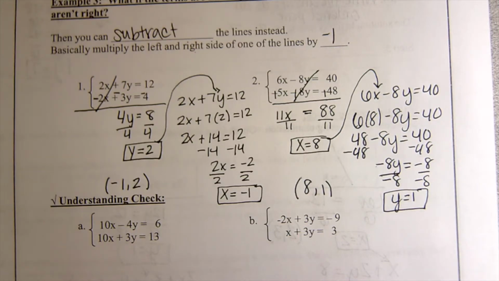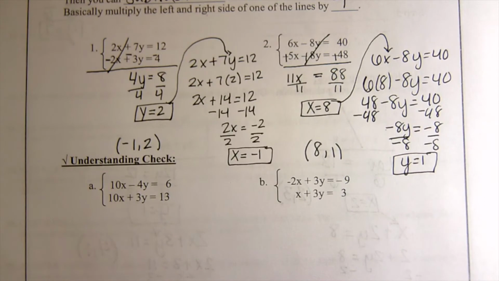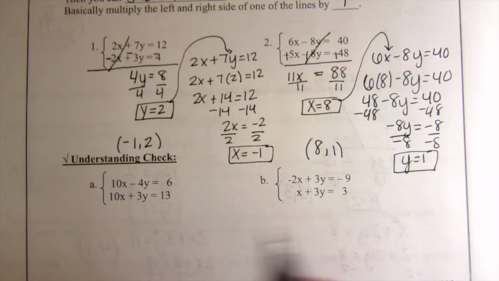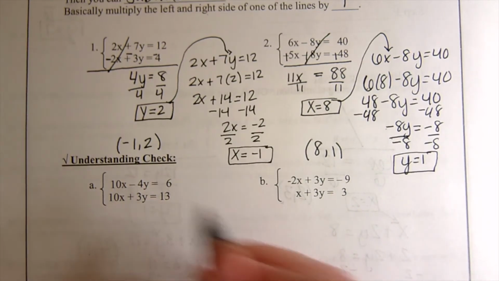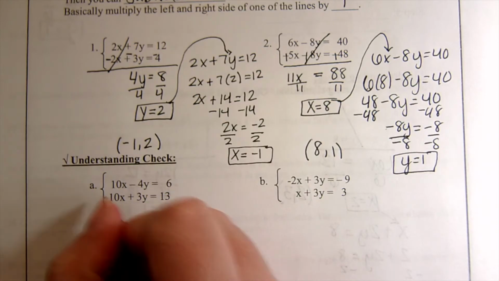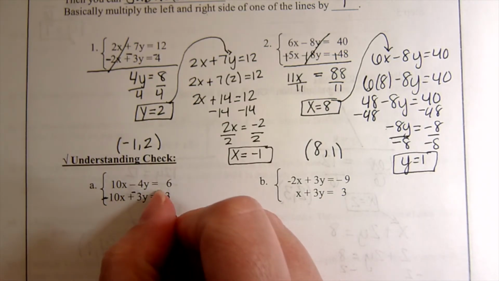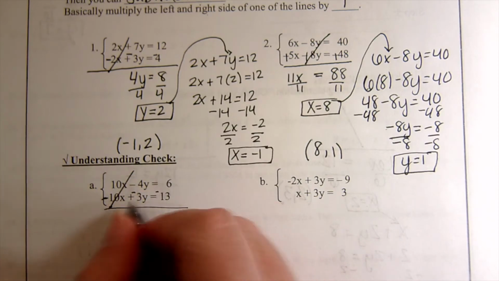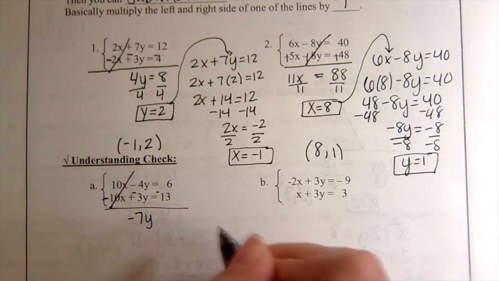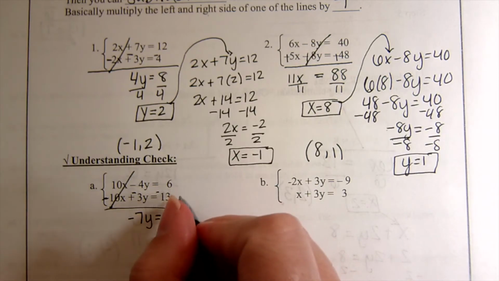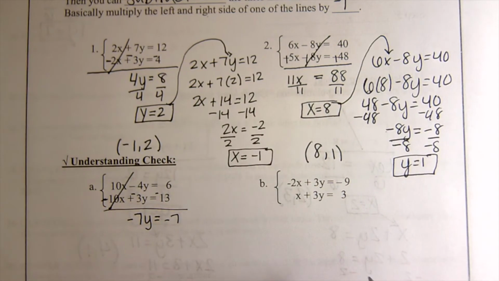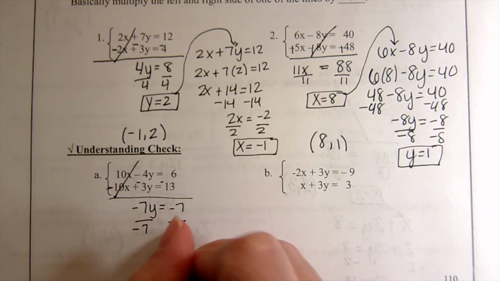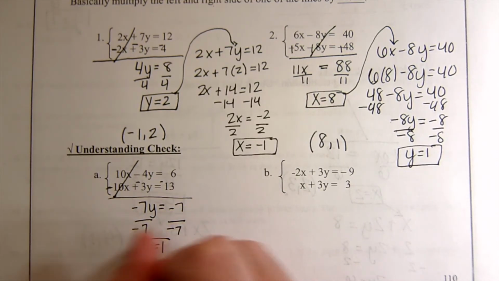In A, which variable should we cancel out? X. We should cancel out x. So I need to change one of the equations. I'm going to go ahead and change the second one. So it becomes -10x minus 3y equals -13. Add those two together. The 10x and -10x cancel. -4y minus 3y is -7y. Equals 6 and -13 is -7. So divide both sides by -7 and y is +1.